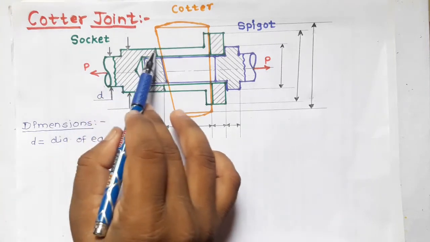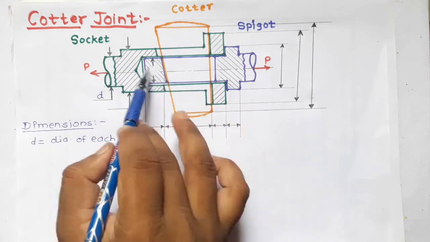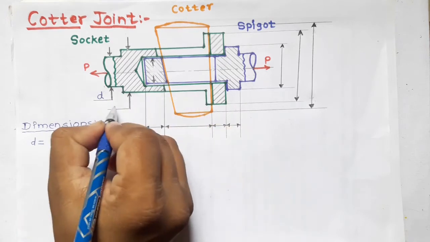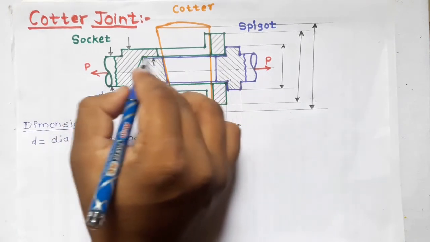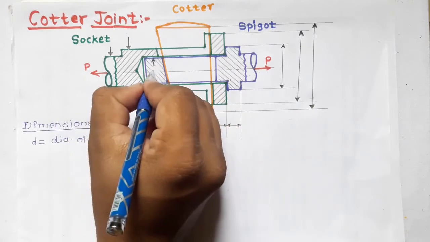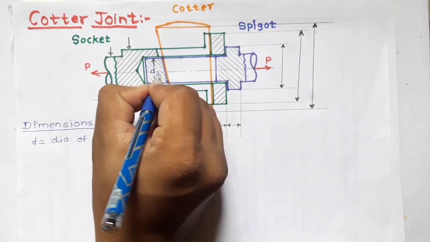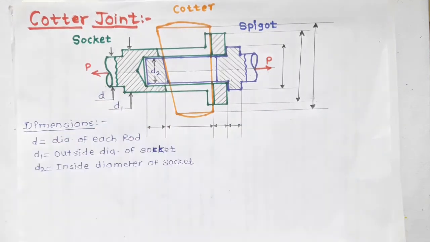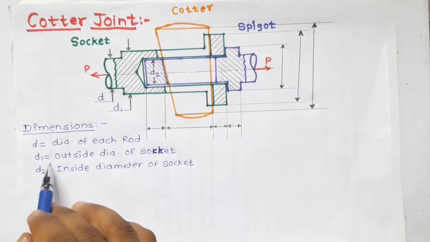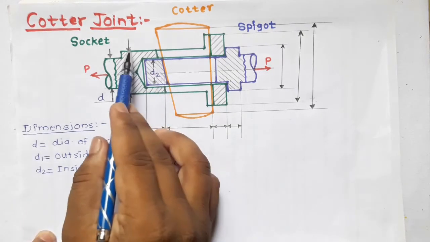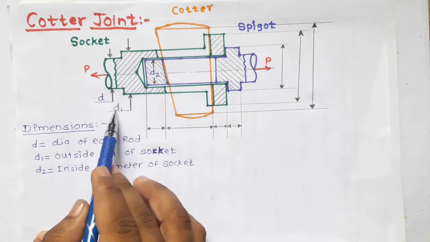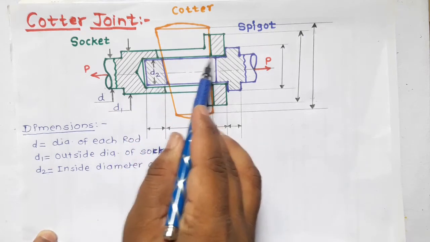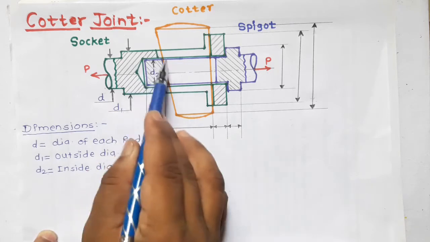Now the next part is socket, which has hollow portion on one side. So the outside diameter of this socket is denoted by d1, and the inner diameter of this socket is denoted by small d suffix 2, d2. Okay, so let us write this, d1 and d2. As we discussed, I have written here small d1 is the outside diameter of socket, and d2 is the inside diameter of socket. As this socket has hollow portion on one side, its inside diameter is d2.